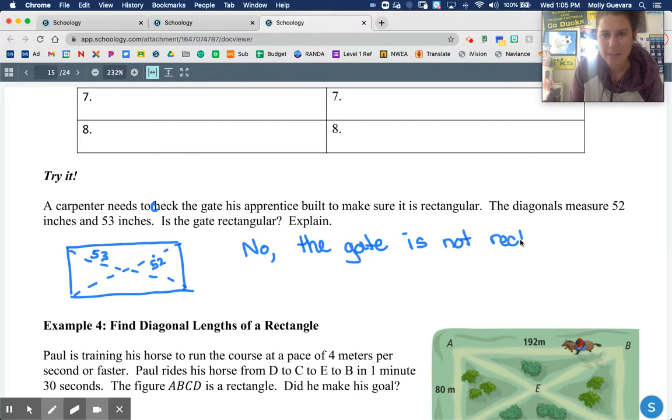And then it says explain. So I have to have a because. In order for it to be rectangular, those diagonals would have to be congruent. So here the diagonals are not congruent.